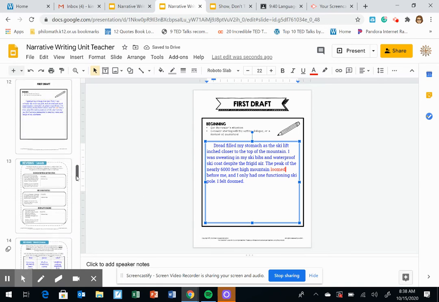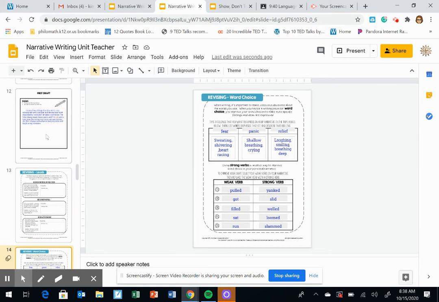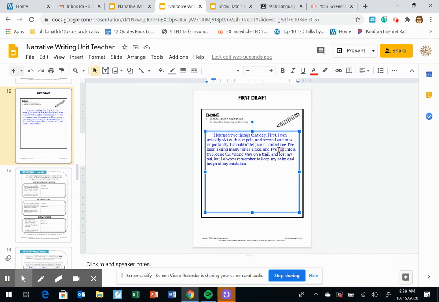And then ran or run. All right. So I remember that was in my conclusion. So I put, I ran into a tree, but I decided that slammed would be better. And I do remember that is what happened. My hair smelled like pine tree for the rest of the day. So I slammed into a tree.